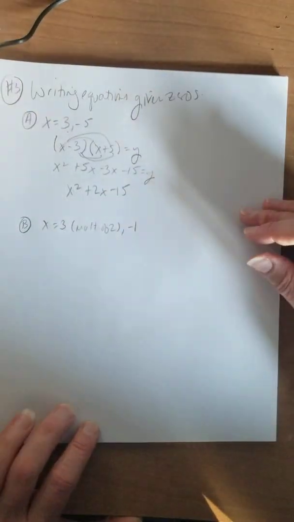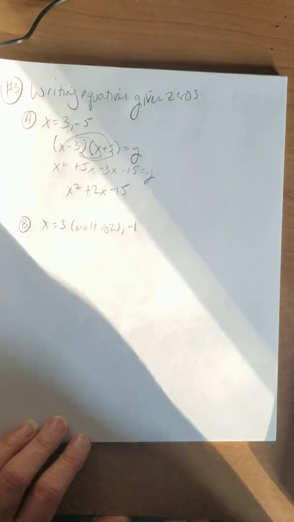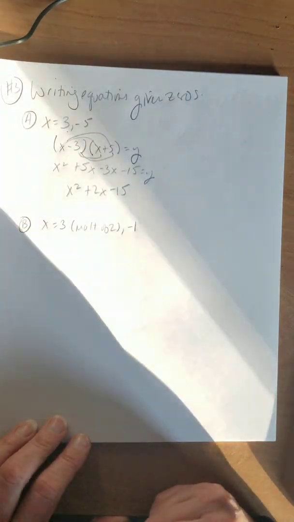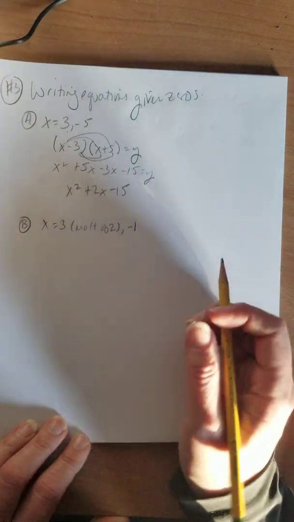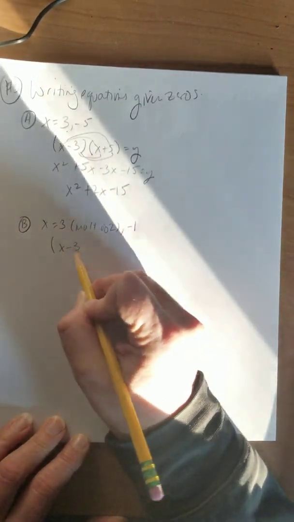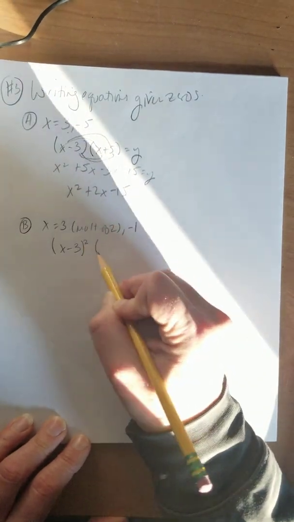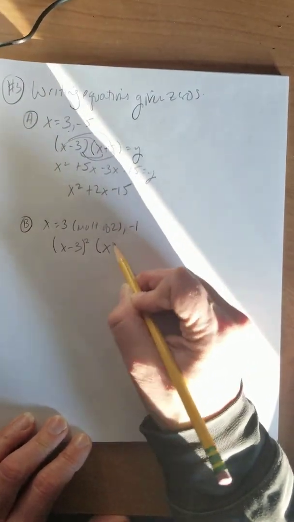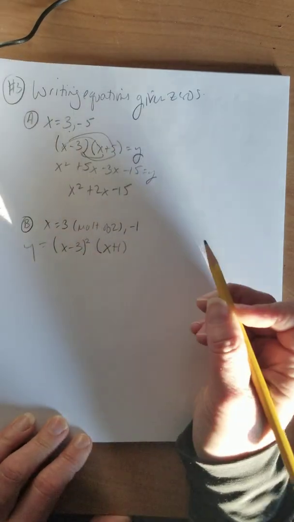All right, so we need to come up with what this is going to look like too, right? Okay, so for this one, x equals 3, wouldn't that come from an x minus 3? Now the multiplicity is 2, so that'd be squared. And that's times the one that gave me negative 1, which would be x plus 1. So that would be factored form.